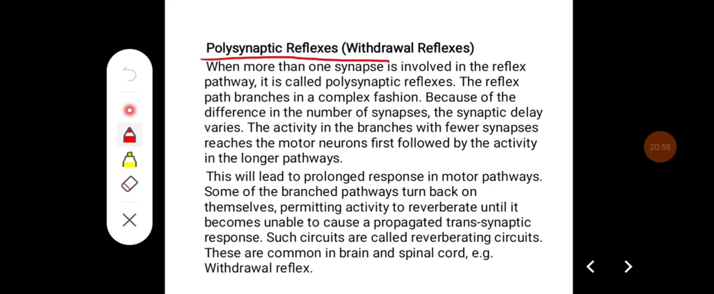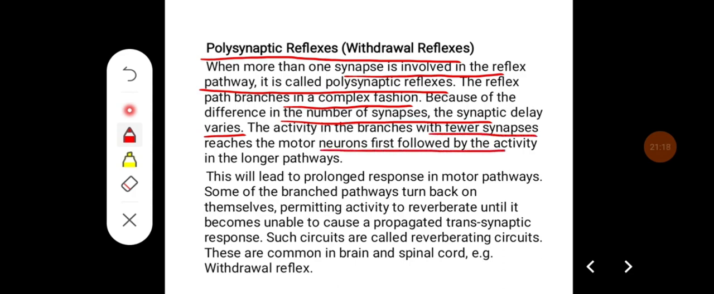Coming to polysynaptic reflexes or withdrawal reflexes, when more than one synapse is involved in the reflex pathway, it is called a polysynaptic reflex. The reflex path branches in a complex fashion. Because of the difference in the number of synapses, the synaptic delay varies. The activity in the branches with the fewer synapses reaches the motor neuron first, followed by the activity in the longer pathways.